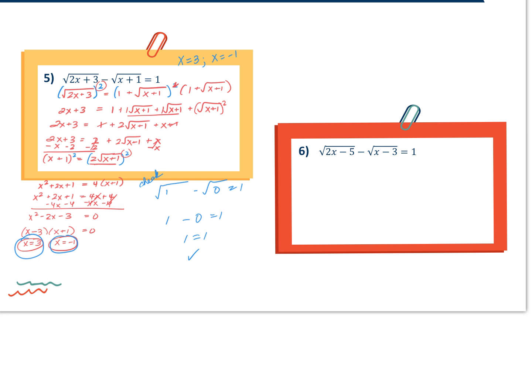So again, remember, we're going to keep one. So I'm going to keep this one on the left, and I'm going to move the other one to the right. So I'm going to be left with square root of 2x minus 5 on the left, and on the right, I'm going to have 1 plus the square root of x minus 3. Again, to solve these, I'm going to square the left, and I'm going to square the right.